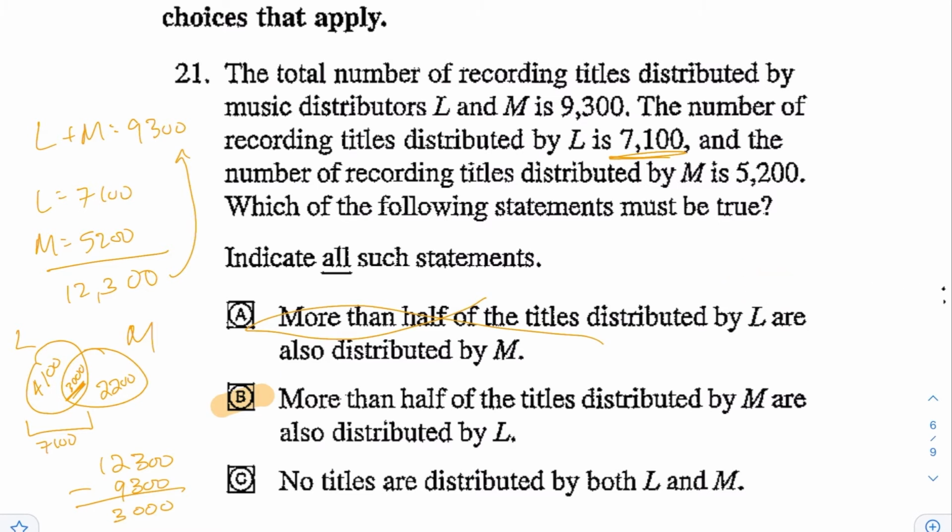Now for choice B, more than half the titles distributed by M are also distributed by L. And this one is true because if you look at M, you have 2,200 that are unique to M, but you have 3,000 that are for both. So here, 3,000 is greater than 50% of M, and these are the ones that are also distributed by L. So the answer is going to be B, or B is going to be true. And C is incorrect because 3,000 are distributed by both.